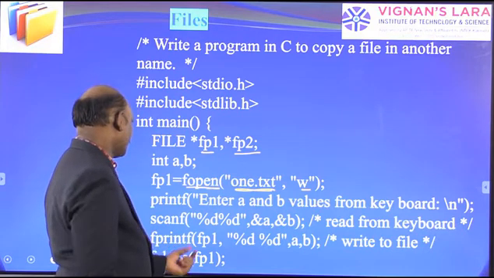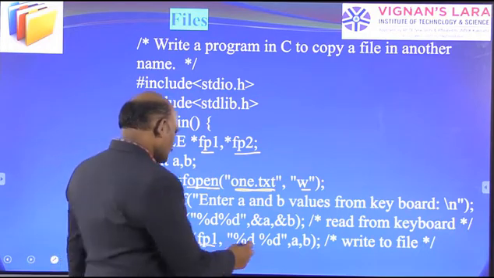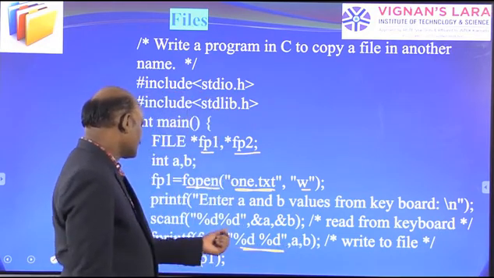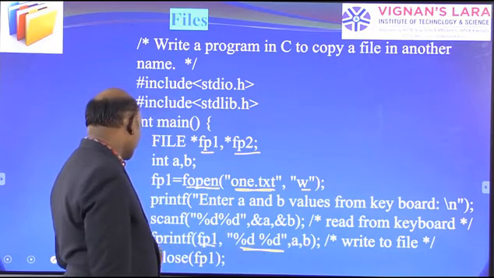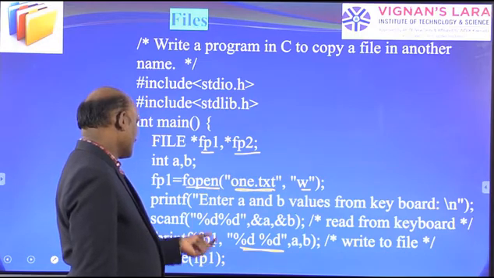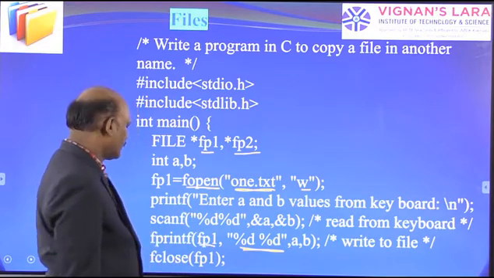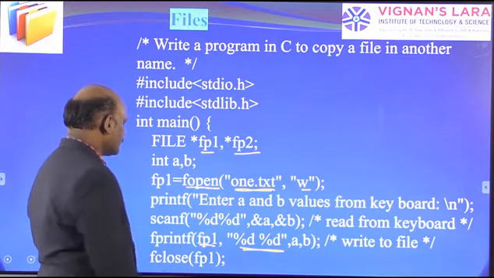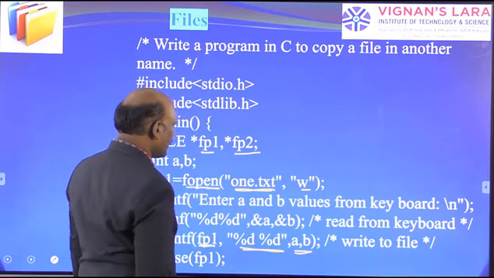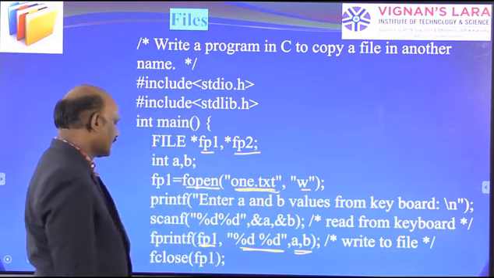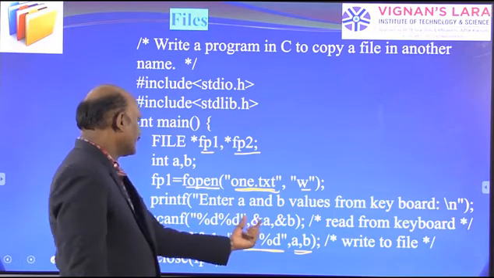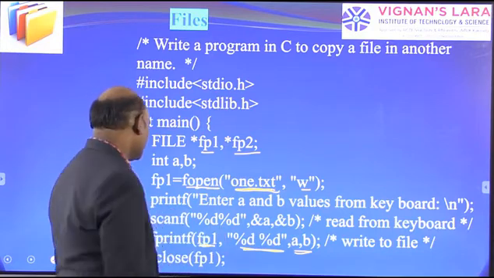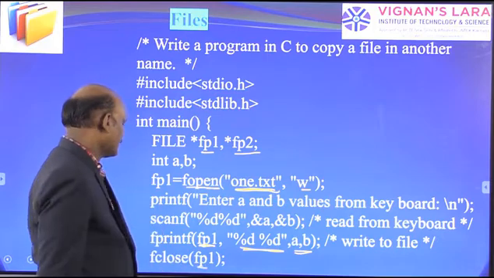So this function fprintf: the first argument is the file pointer. The format specifiers are %d, %d, a, b. In case of printf, you just use %d, a, b. But when you are using fprintf, you need to use another argument. That argument is the file pointer, in which file we are going to write. Based on this file pointer, the data of A and B will be written into the text file, 1.txt. So first read the data from the keyboard, A value, B value. Then the data will be written into the file. After the writing operation is completed, close the file.